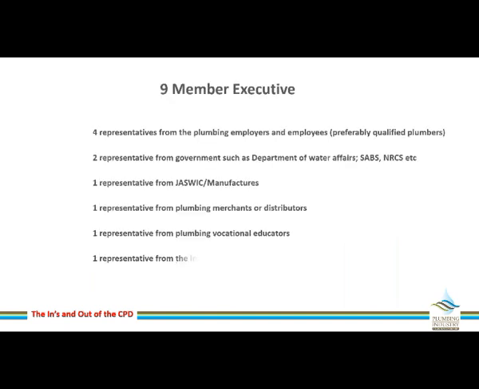We are headed up by a nine-member board executive, and that executive comes from various sectors in the industry. Predominantly, as you can see from there, it comes from the plumbers and employers, and these are taken directly from the Institute of Plumbing. Two representatives from government, one representative from JASVIC or the manufacturing environment, one representative from the merchants or distributors, vocational educators, and one from the insurance sector. So you can see it's a very broad sector that sits on the board, and it's these people that get the information and guide and have the governance around the PRRB. But again, I want to point out that it is predominantly driven by the plumbers.